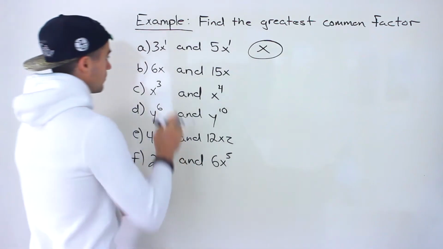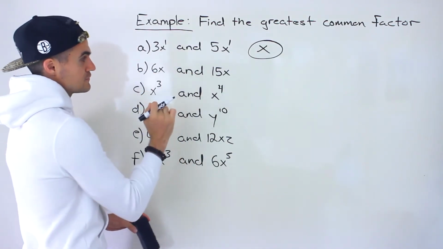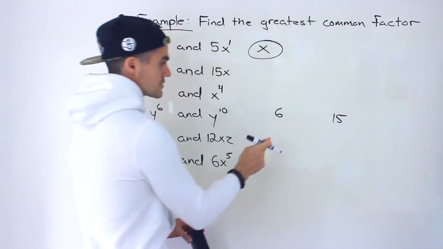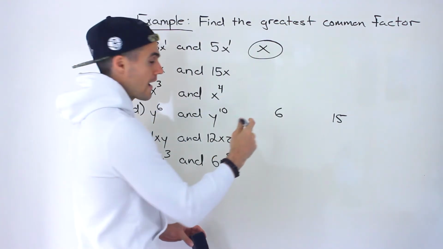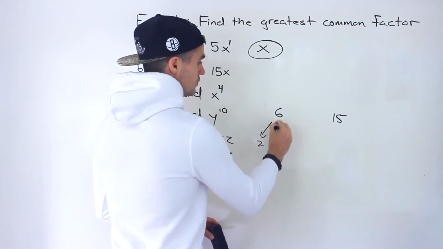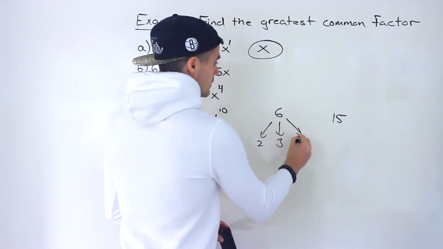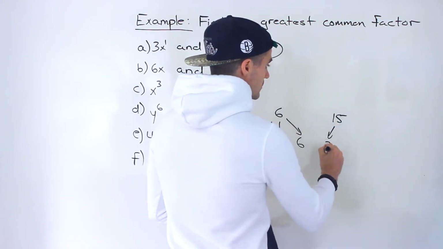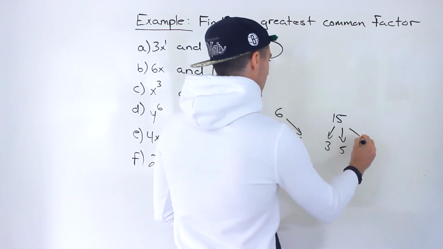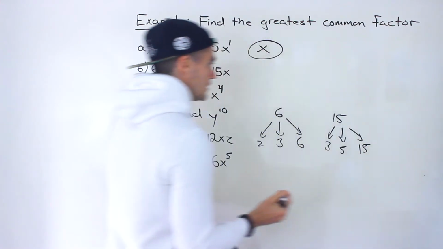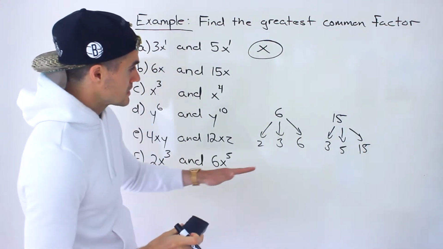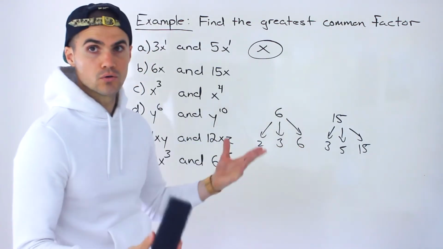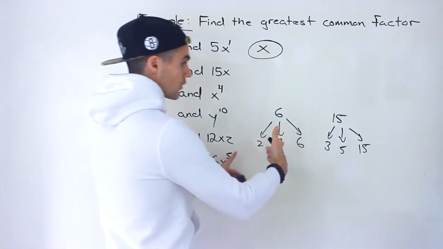So in part B, we've got 6x and 15x. Let's start off with 6 and 15. What are the factors of 6? Well, 1, but we ignore that. Then we've got 2, 3, and then 6. What are the factors of 15? 1 we ignore, then it's going to be 3, 5, and 15. So now looking at these, is there a common factor between them? Yes, it's 3, and that's the only common factor, so we don't have to worry about the greatest one.